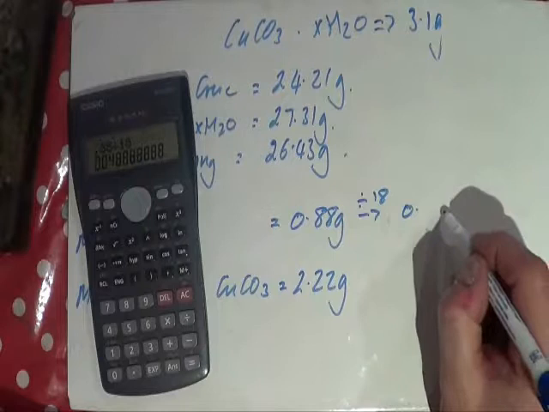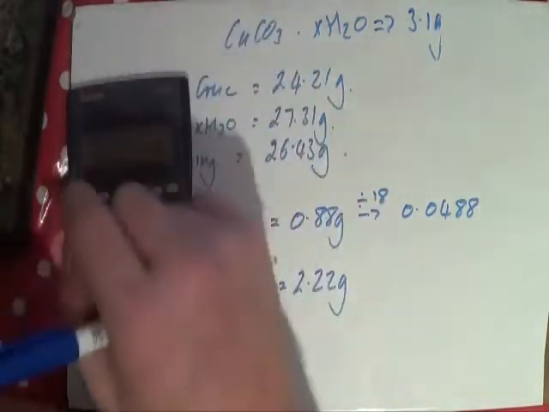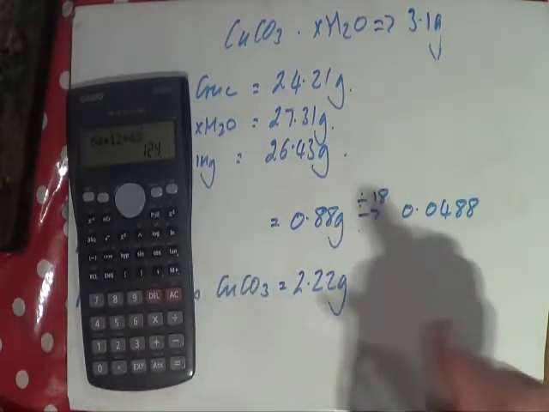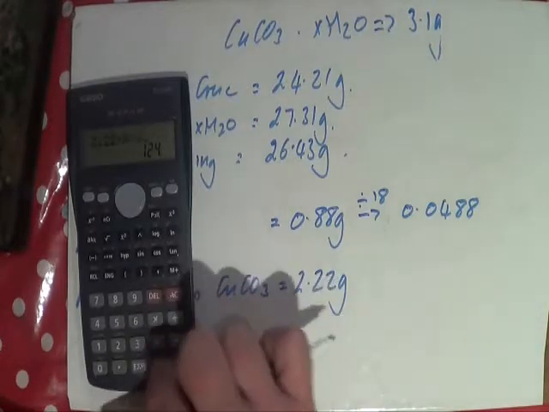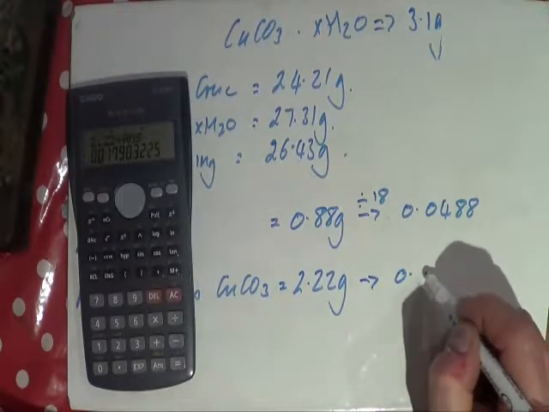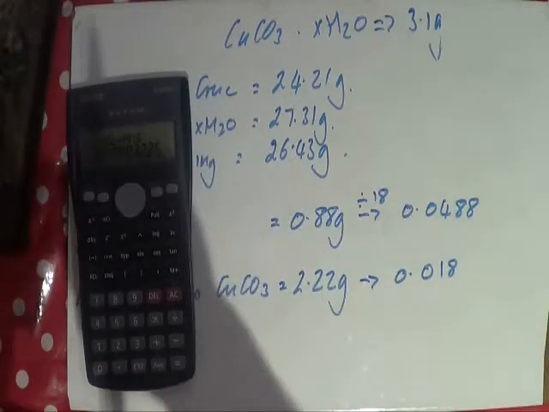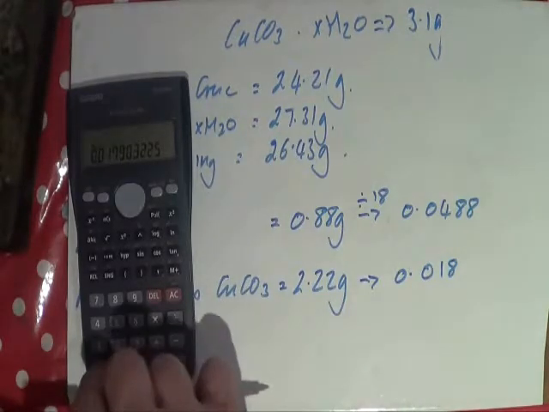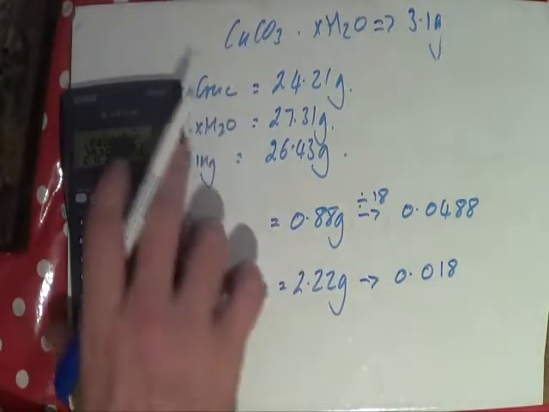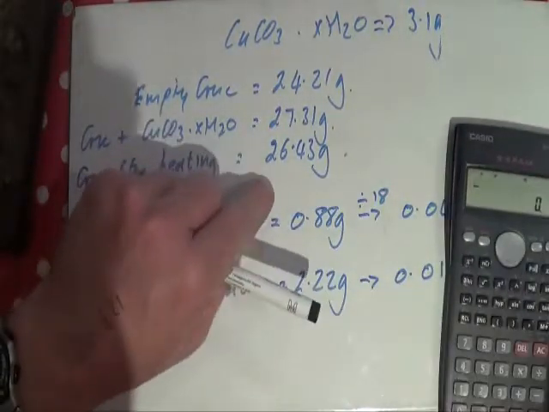So I have 0.0488, and my copper carbonate, so copper is 64 plus 12 plus 3 oxygens is 48, so that's 124. Okay, my moles of this then is 0.0488, 0.18. Okay, so if I do 0.0488, divide that by the answer, that gives me 2.7. That does not look quite right. Let's just go back and double check our figures here.